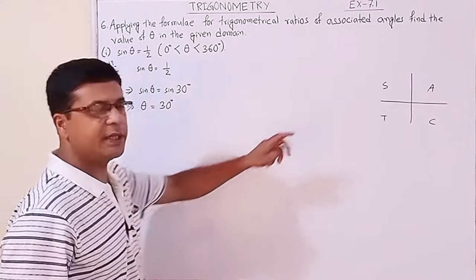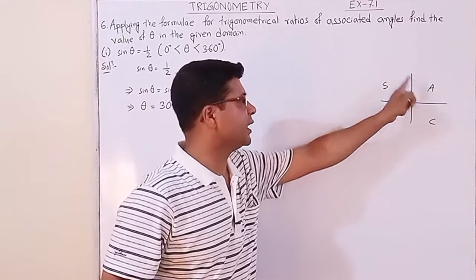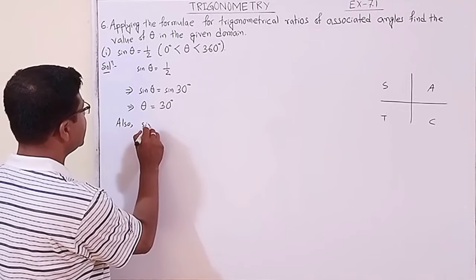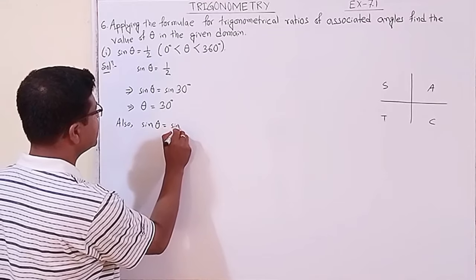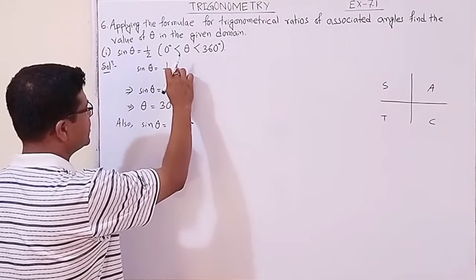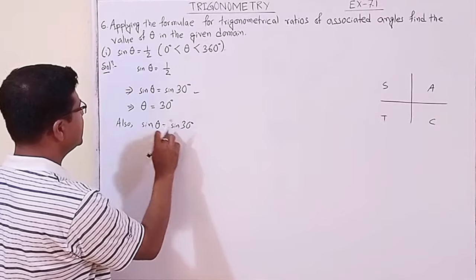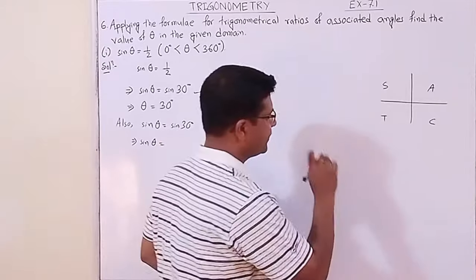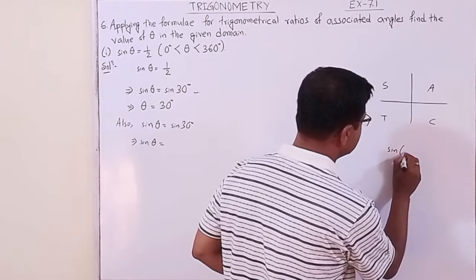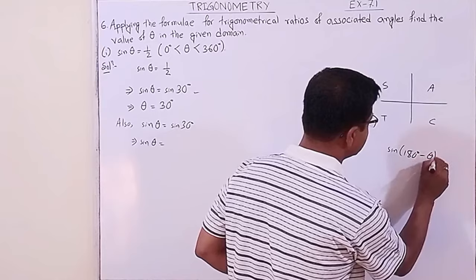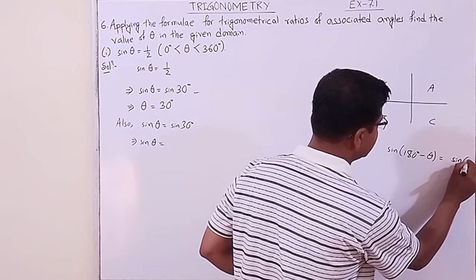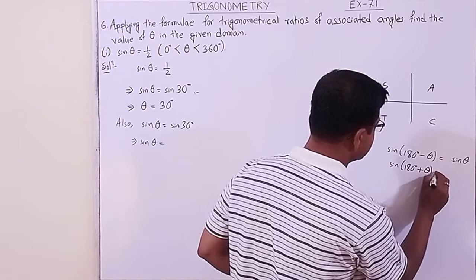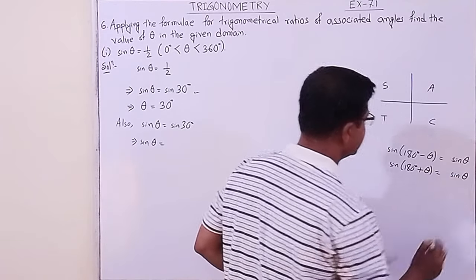So I said that you will get one value of theta here and another value of theta here. Also sin theta is equal to sine of 30 degree. Actually we are starting from this statement. Now sine of theta. Here you know that sine of 180 degree minus theta is equal to sine theta, and sine of 180 degree plus theta is also sine theta, isn't it?